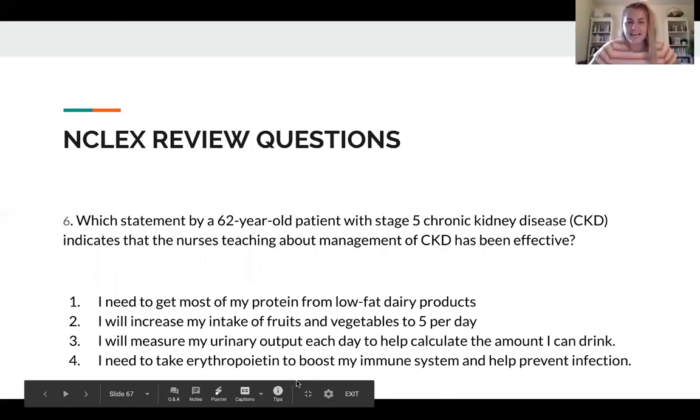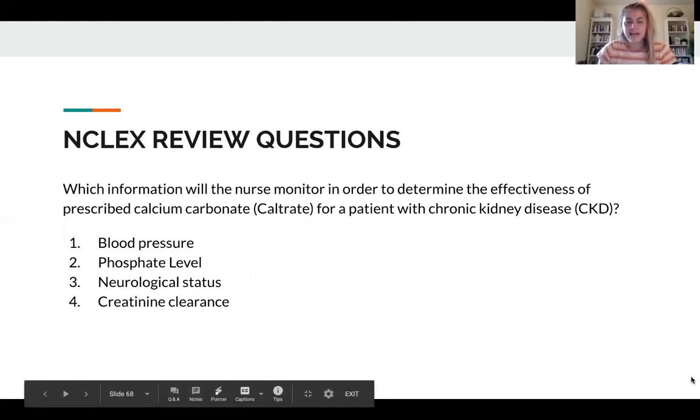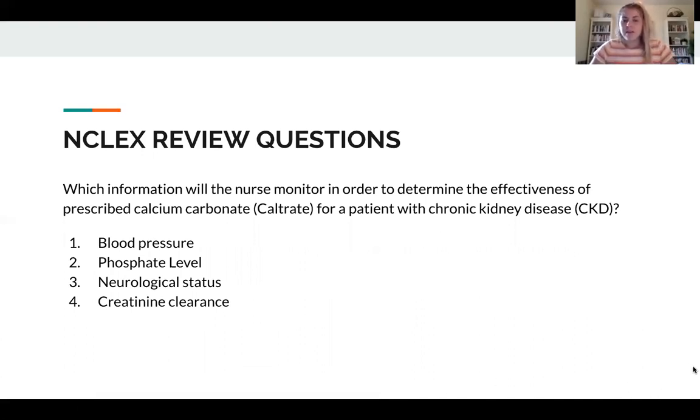And now we get to end with 2 NCLEX questions. Which statement made by a 62-year-old patient with stage 5 chronic kidney disease indicates that the nurse's teaching about the management of CKD has been effective? And our last one is, which information will the nurse monitor in order to determine the effectiveness of prescribed calcium carbonate for a patient with CKD?